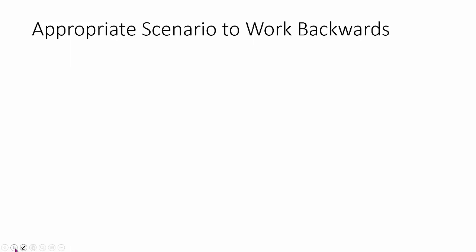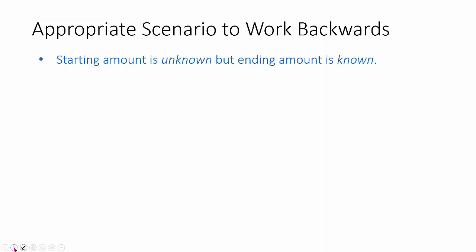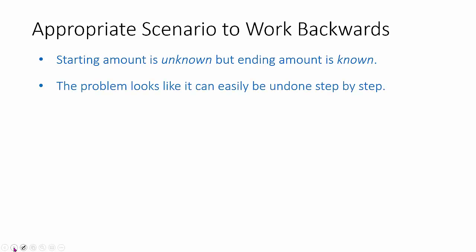Okay, so I said before that not every problem is going to be solvable using the strategy working backwards. So what will be a good scenario for that? The first thing on that checklist is that the starting amount is unknown, but the ending amount is known, right? That's what really allows you to work backwards. The second thing that you need is that it looks or reads like it can be undone going step by step. In other words, it was explained exactly what happened from the start to the end. Because if those things are unknown, then there isn't really anything that you can undo.